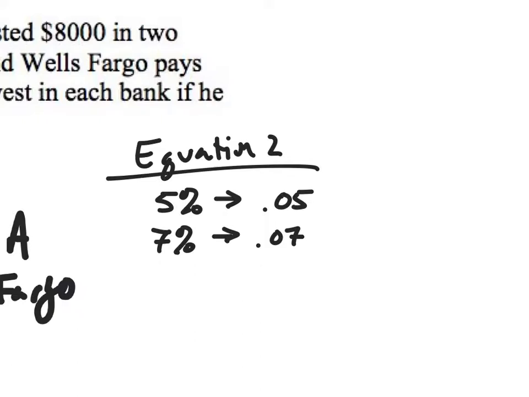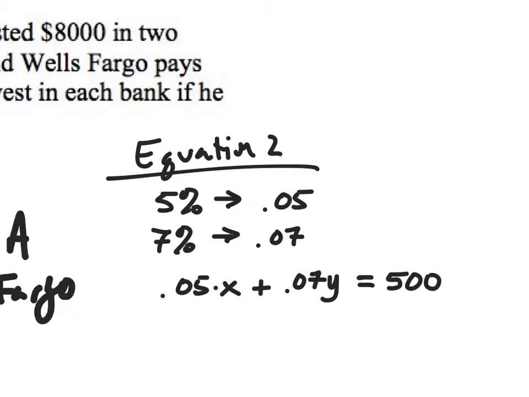Now what I know is that if I take 0.05 and multiply that by X, the amount in Bank of America, and add that to 0.07y, the amount in Wells Fargo, that's my interest. So I'm earning 5% interest on Bank of America and 7% interest on Wells Fargo. If I add those two numbers together, I should get a total of 500.